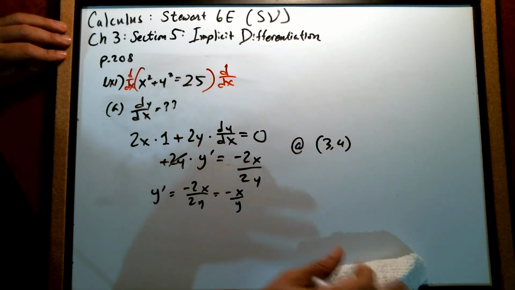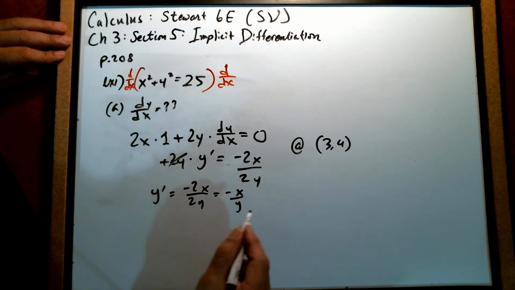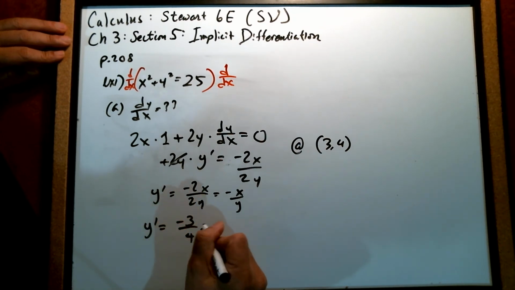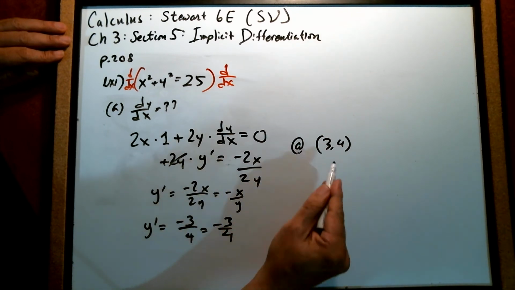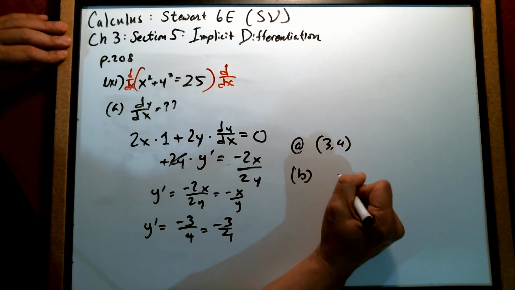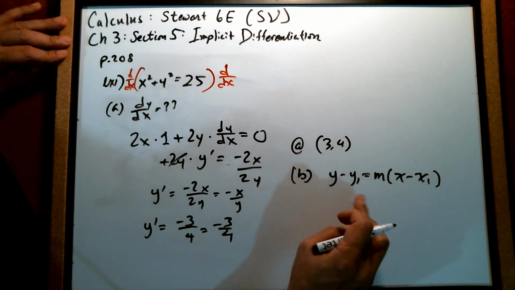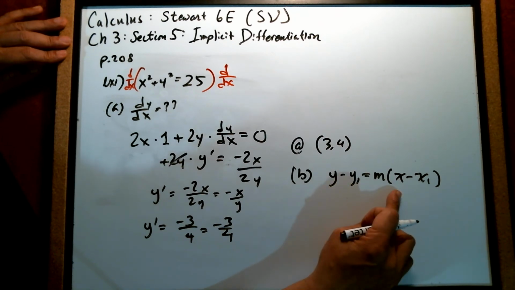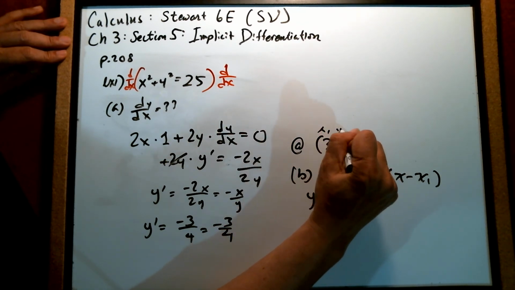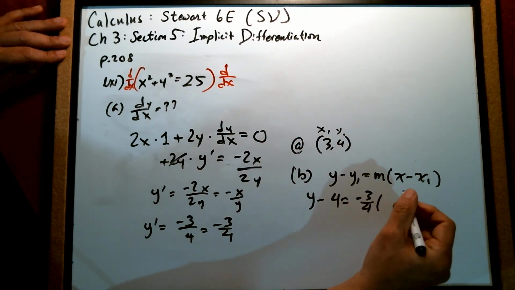Part B says now at 3, 4, find the equation of the tangent line. So we plug in, y prime is another word for derivative. So we plug in 3, 4, negative 3 over 4, you end up with negative 3/4. That's your slope. You have your point, you have your slope. You're going to use point slope form. Part B says y minus y1 is equal to m parentheses x minus x1. So you have your slope, you have your point. It's called the point slope form. I'm going to label this x1, y1. That way you know where your x1, y1 is. Y minus 4 is equal to negative 3/4 times x minus 3.